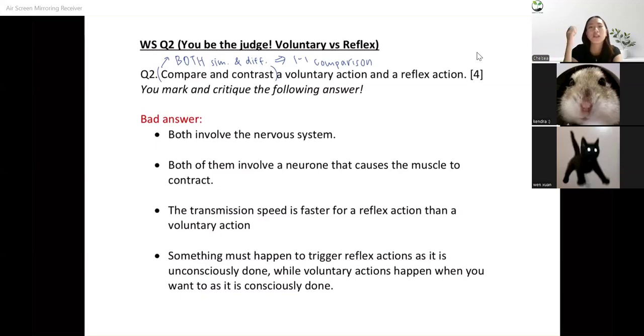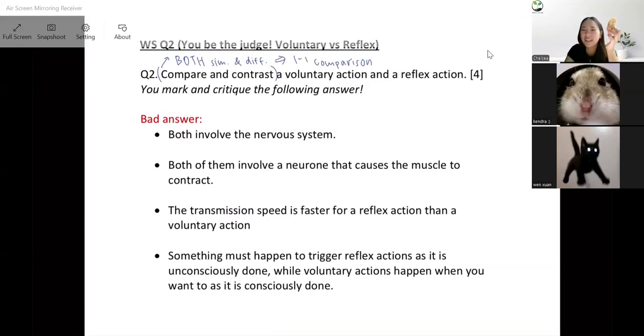So one sentence, only one point of comparison. What is that? When you're comparing something, you have to be comparing the same thing. So you guys see, I have a Biscoff and a Wang Wang. I'm comparing these two. Comparison: both are biscuits.